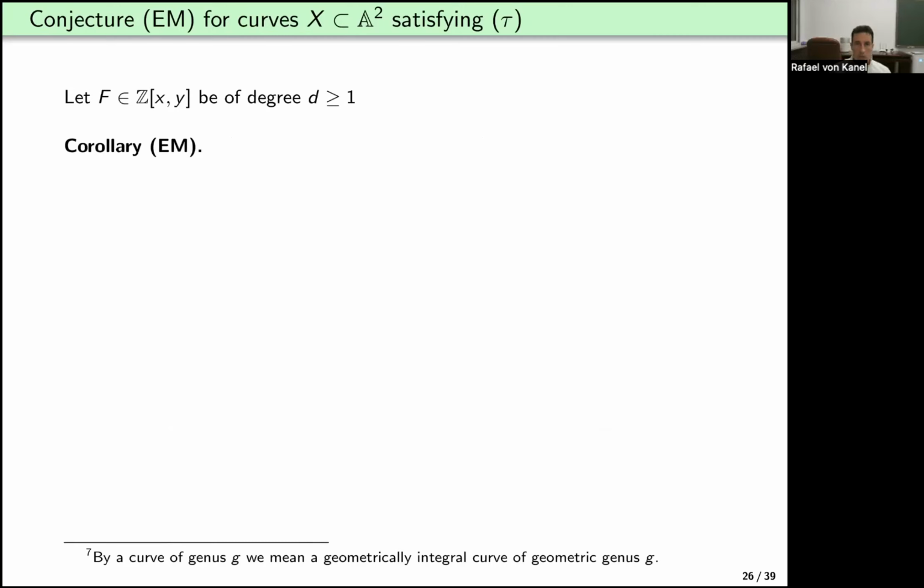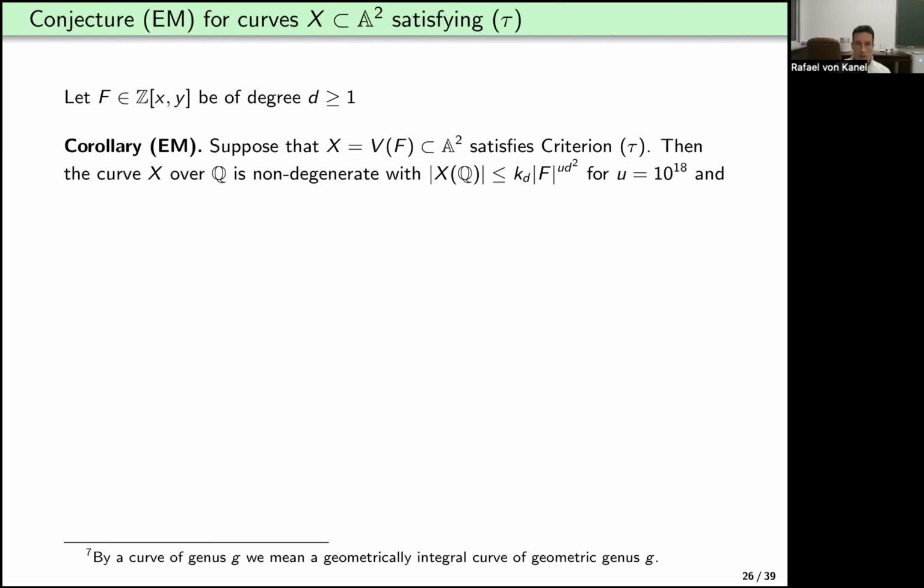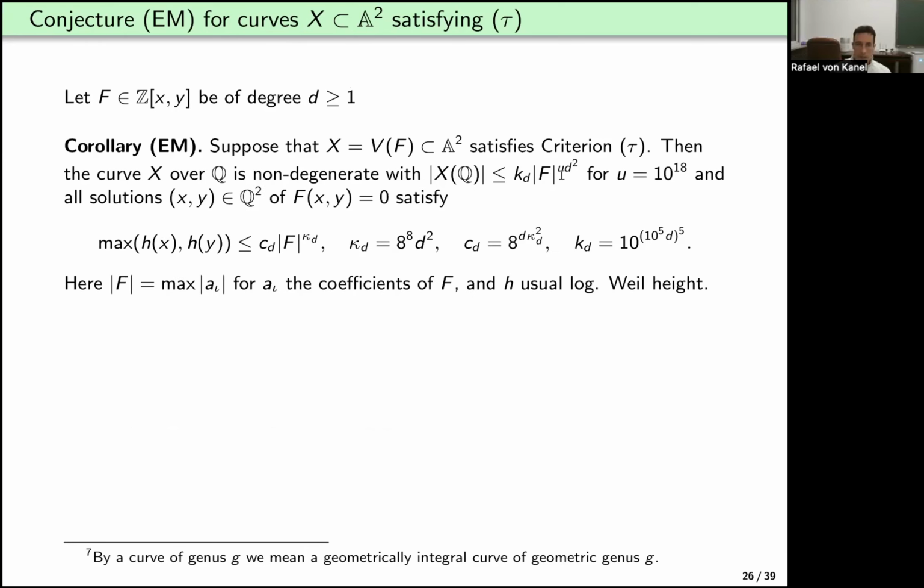And so now I would like to apply our height bounds for non-degenerate curves to this conjecture for the curves which satisfy this tau. So I take such an F polynomial of degree D greater or equal than 1, and I suppose that the curve X satisfies this criterion tau. Then the curve X over Q is non-degenerate, and the number of Q-rational points is bounded by this explicit bound here. And all solutions (x, y) in Q squared of F(x, y) equals 0 satisfy the following height bound, where the constants C of D and kappa of D depend only on D.